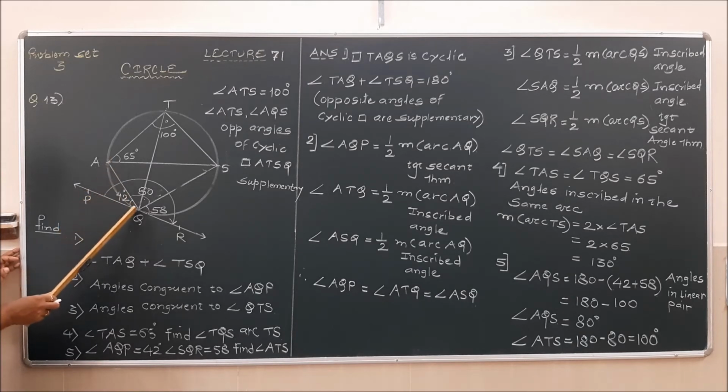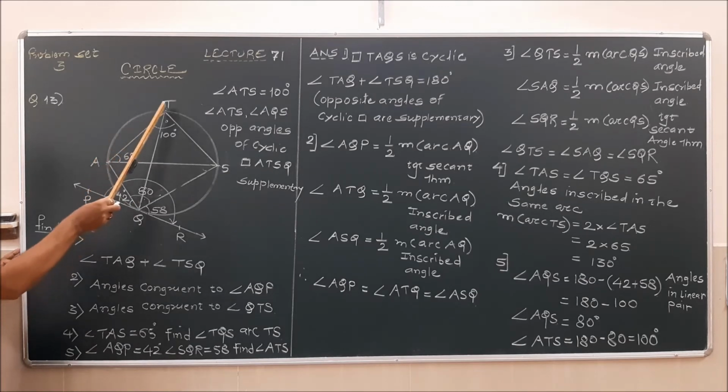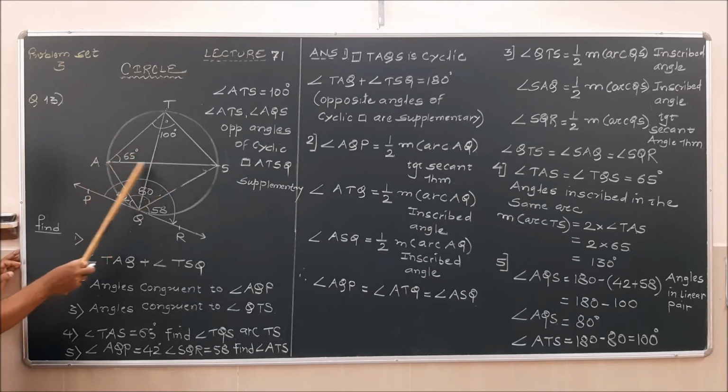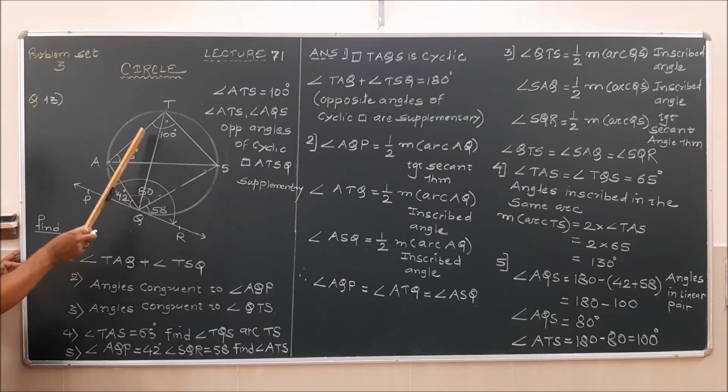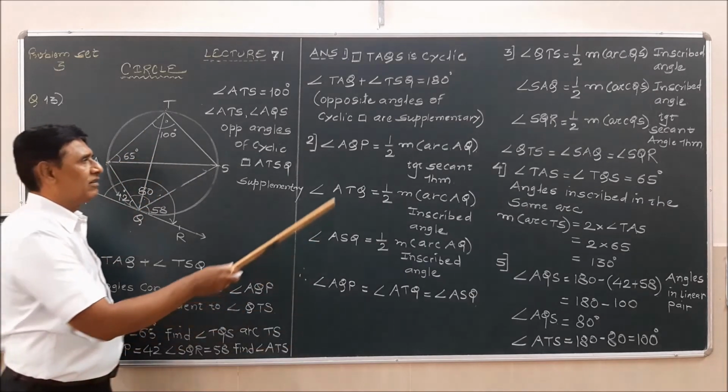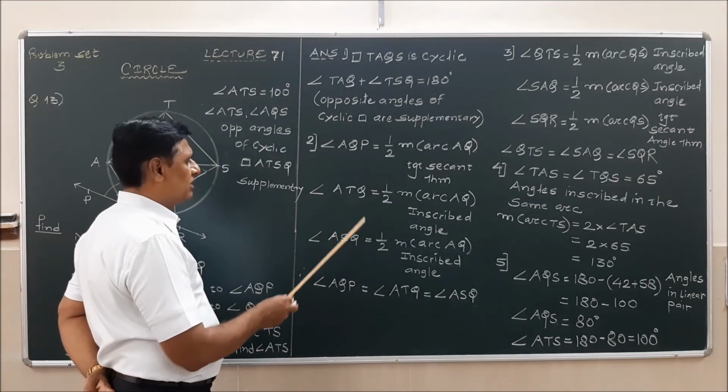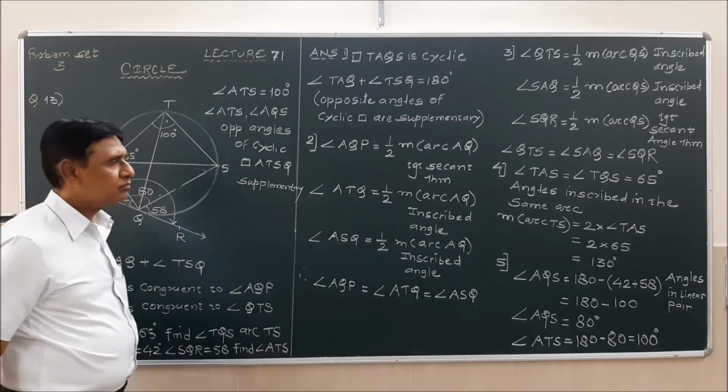Second one is the angle congruent with AQP. So angle AQP is equal to half arc AQ. So this angle is the same as this angle, that is angle ATQ. But angle ATQ and angle ASQ are also the same, because each one of them is equal to half arc AQ. So that is what I am writing: AQP is equal to ATQ is equal to ASQ.